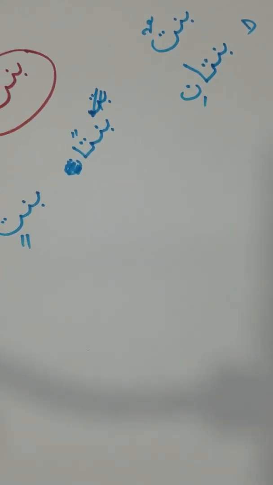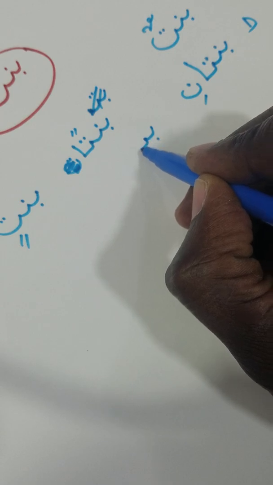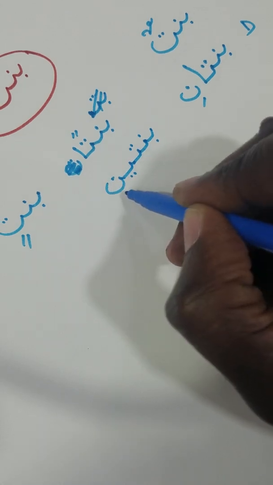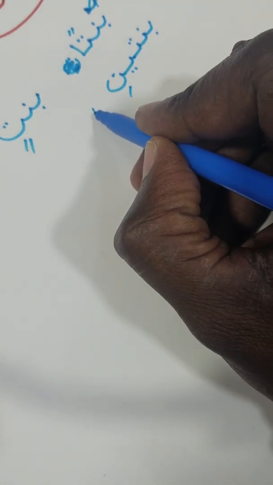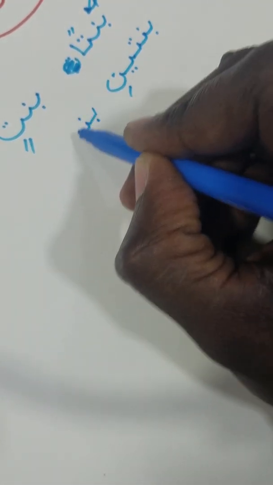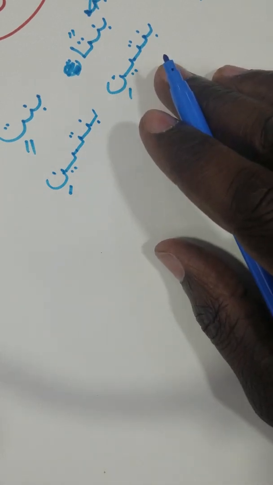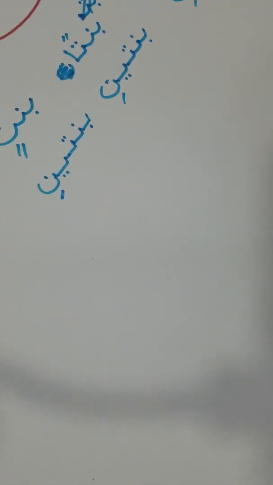Okay, this is bintan. Second case is going to be bintain. And so will be the third case, bintain. So the third case and second case are looking the same. Bintain. All right.